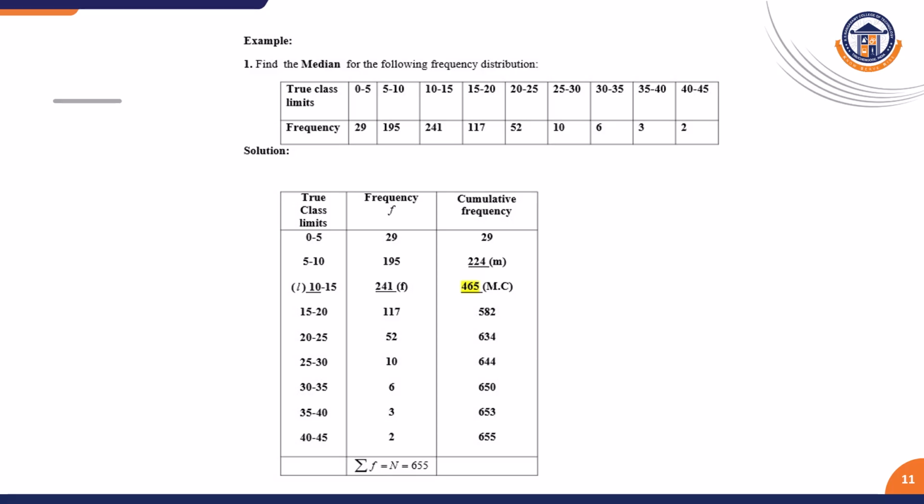This 320.5 lies between this and this. So now we mark the maximum point. Here the corresponding interval is called the median class interval. So 10 to 15 is called the median class interval. In this median class interval, this is the lower limit. The corresponding frequency is called the f. This 224 is called the cumulative frequency of the pre-median class interval.